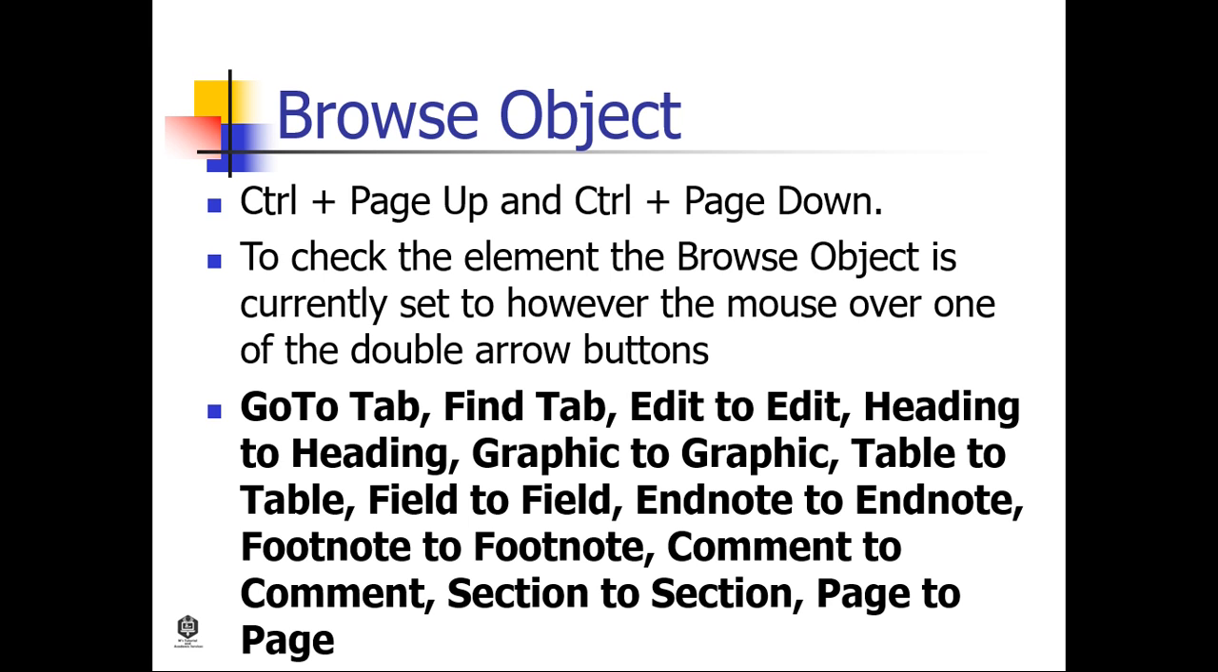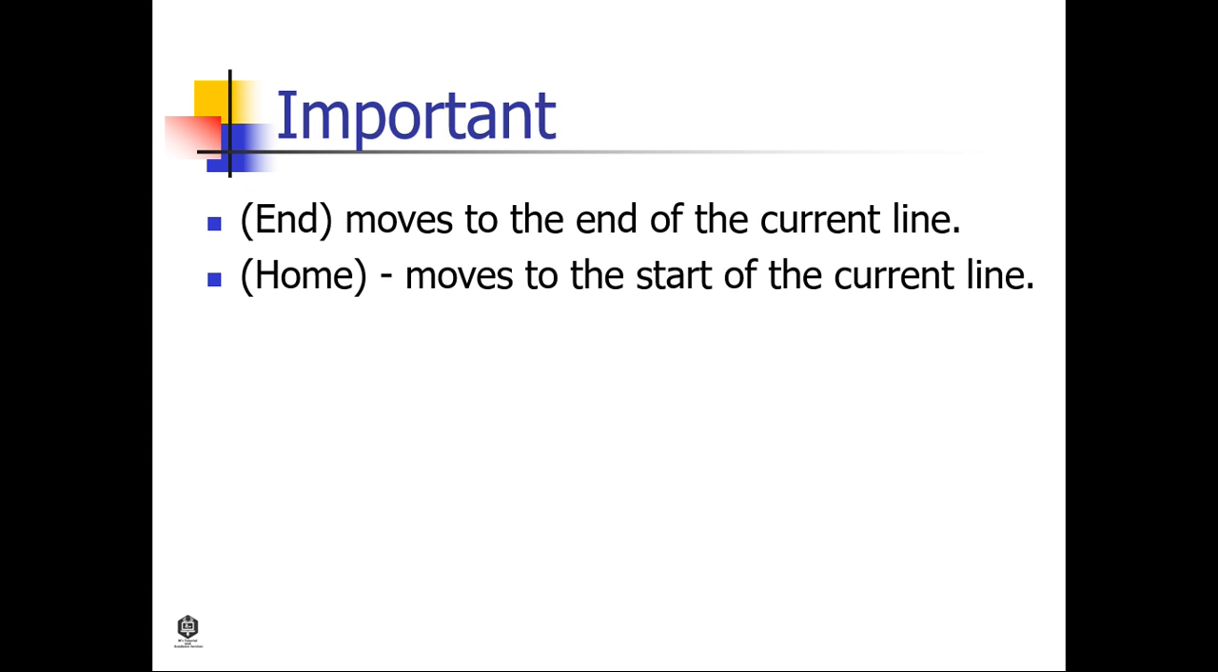To check what the Browse Object is currently set to, hover the mouse over one of the double arrow buttons. So here, the Browse Object may have Go to Tab, Find Tab, Edit to Edit, Heading to Heading, Graphic to Graphic, Table to Table, Field to Field, EndNote to EndNote, Footnote to Footnote, Comment to Comment, Section to Section, and Page to Page.